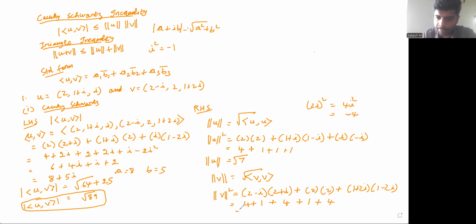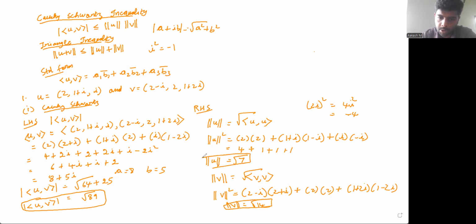So now you add everything. Now you add 4 plus 1, 5, 9, 10, 14. 14 is your answer. I have no space here, so I'll write here. So norm of v is equal to root 14.